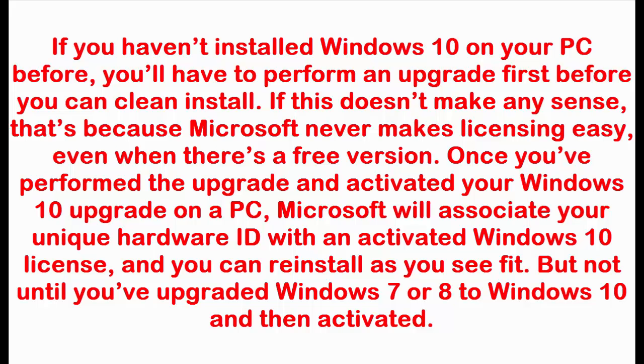If you haven't installed Windows 10 on your PC before, you'll have to perform an upgrade first before you can clean install. If this doesn't make any sense, that's because Microsoft never makes licensing easy, even when there's a free version. Once you've performed the upgrade and activated your Windows 10 upgrade on a PC, Microsoft will associate your unique hardware ID with an activated Windows 10 license, and you can reinstall as you see fit. But not until you've upgraded Windows 7 or 8 to Windows 10 and then activated.